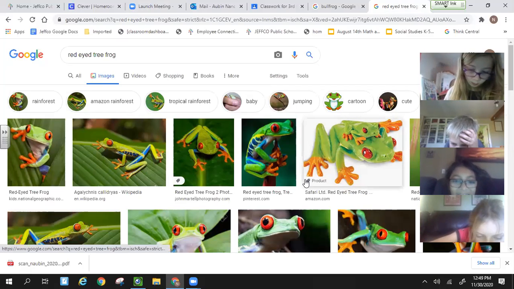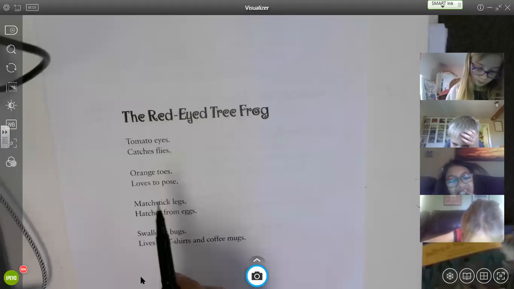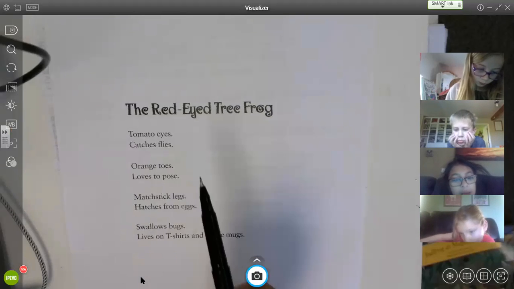So let's go back to the poem. It's called The Red-Eyed Tree Frog. I want you to just listen and read along in your head as I read.